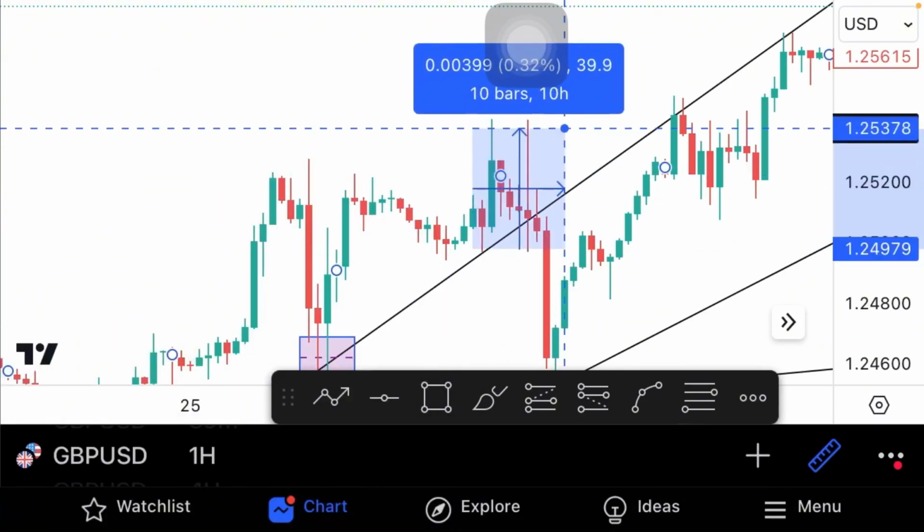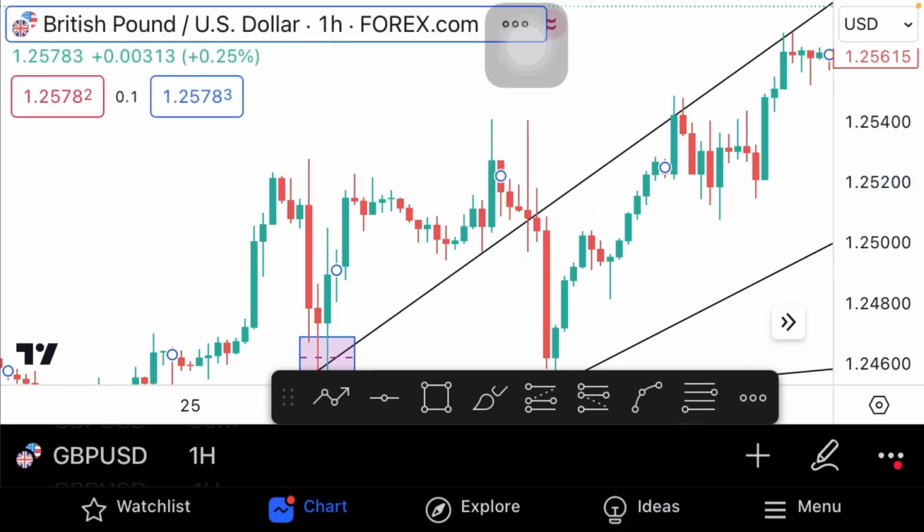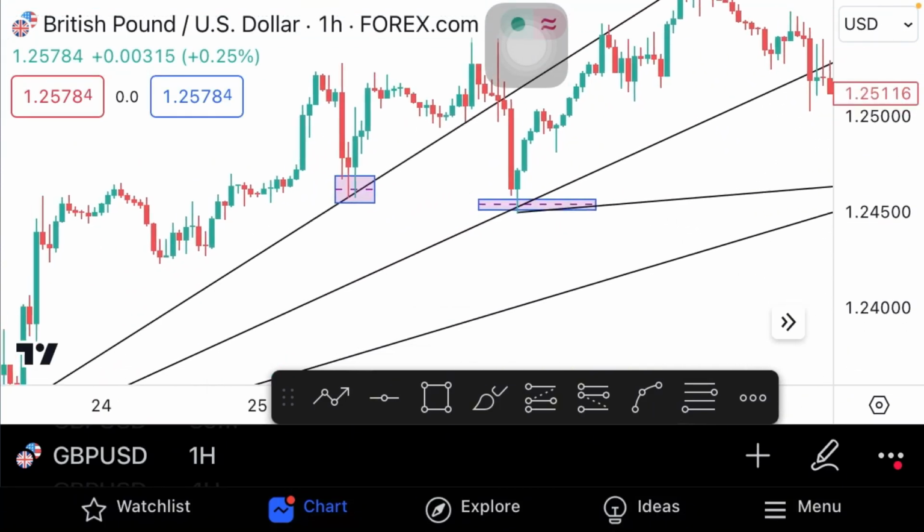How many pips? This is 42 pips. As a day trader, cashing 40 pips every day, 40, 50, 100 pips every day.